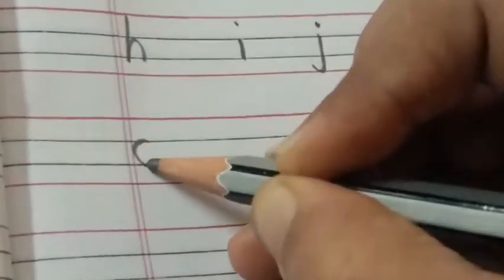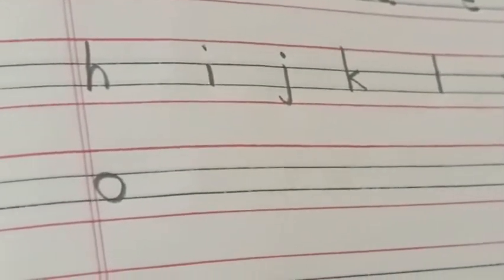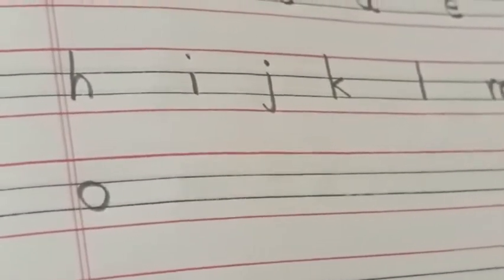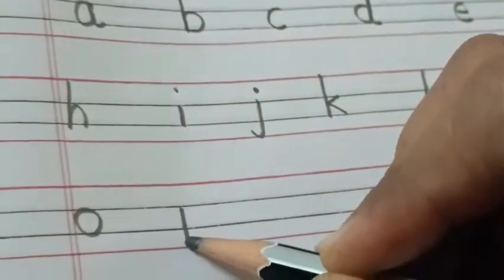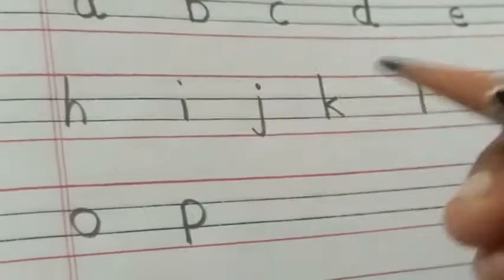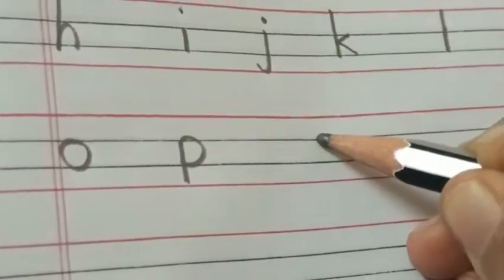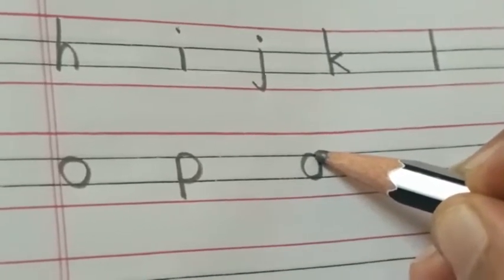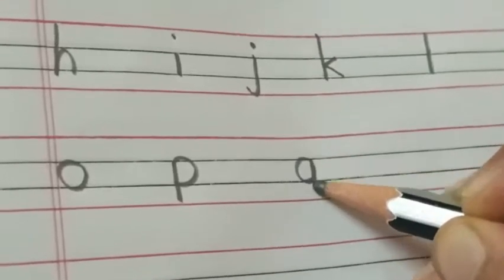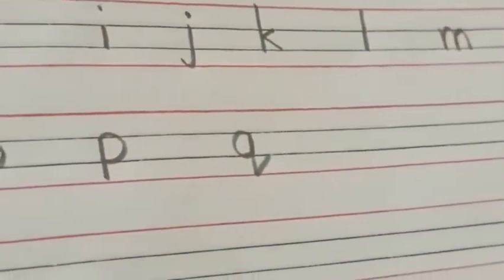Yes. After N, we are going to write O. O is just a circle. And we write small o in center lines. Give one finger space. We will be writing P. Standing line, right curve, P. Give one finger space. We will be writing Q. Standing line, left curve, go up, draw a standing line, slanting line, Q.